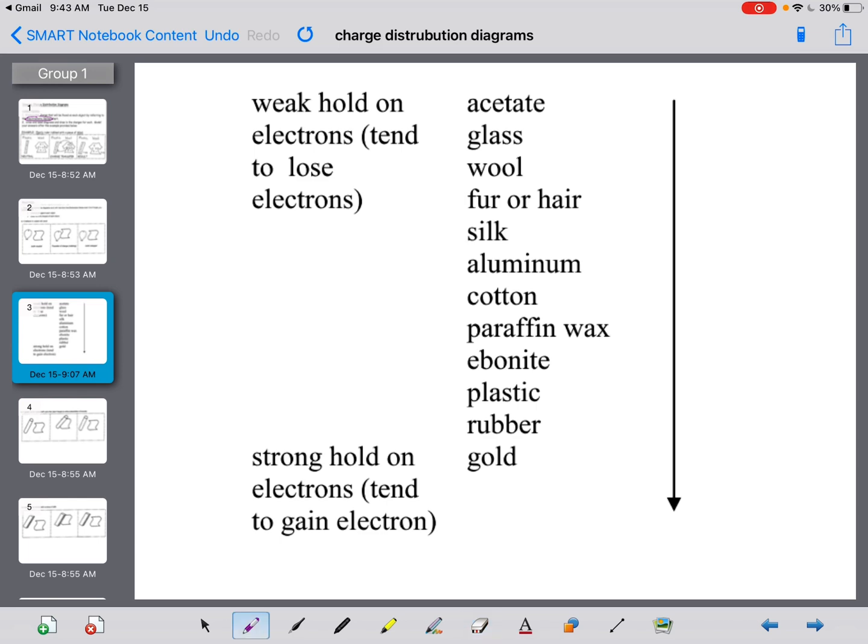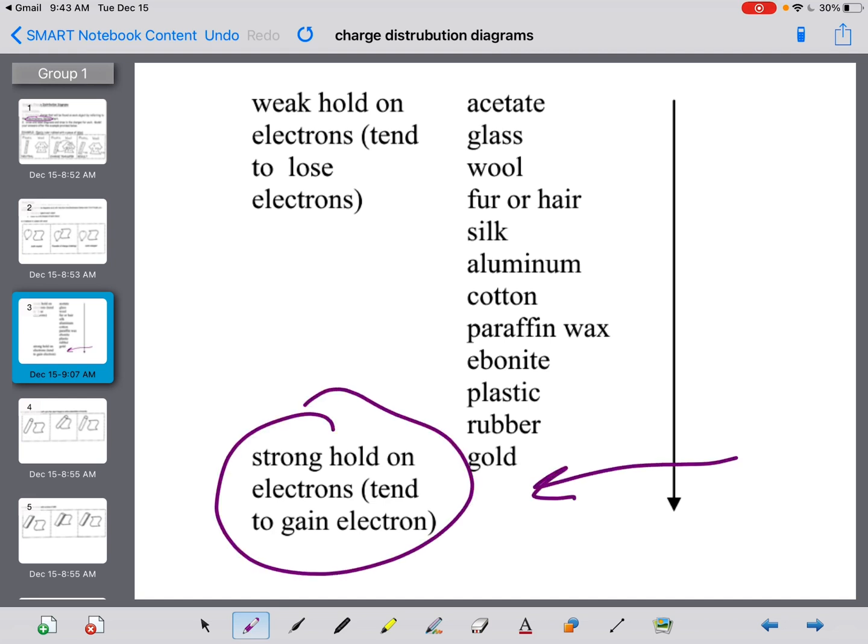So just a reminder on how this works. The closer to the bottom of the chart that these items are, they tend to hold onto electrons or gain electrons. So the further down on the chart that a substance is, the more likely it is to be negative after a transfer has happened. The higher items in the chart, the higher in the chart that it is, it's more likely to lose electrons, or they have a weak hold, a weak electron affinity.